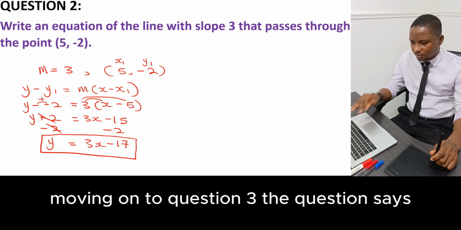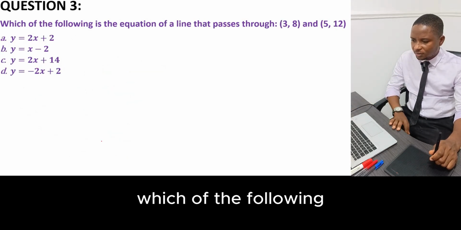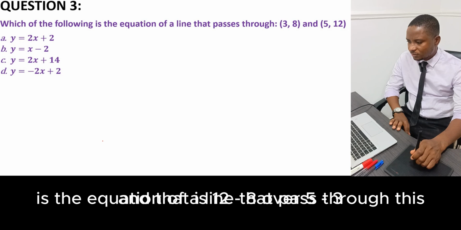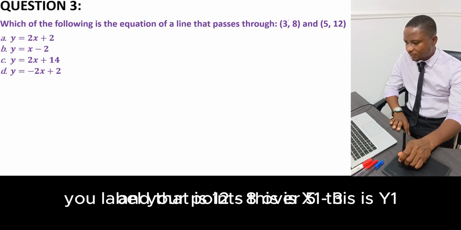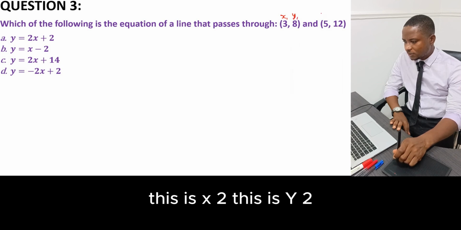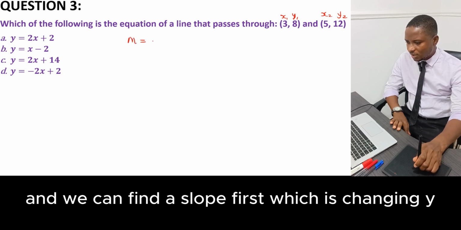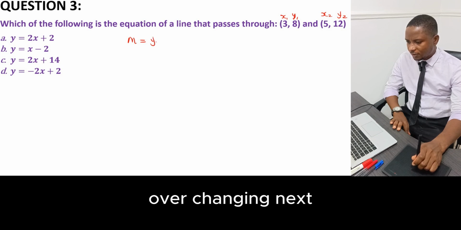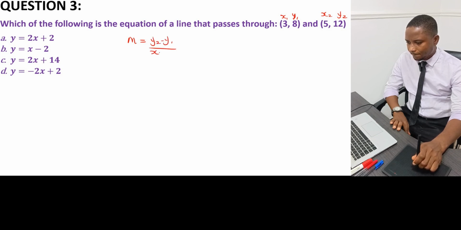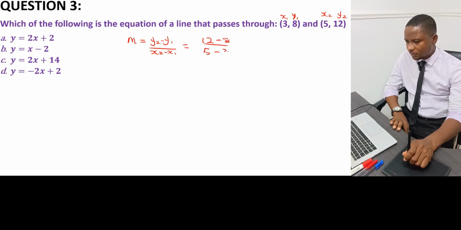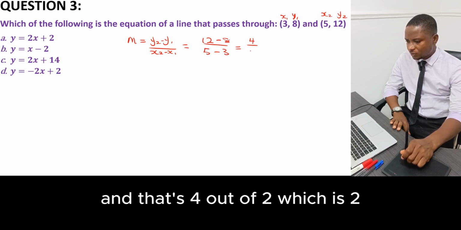Moving on to question 3. The question says, which of the following is the equation of a line that passes through these 2 points? Again, you label your points. This is x1, this is y1. This is x2, this is y2. And we can find the slope first, which is change in y over change in x. And that is 12 minus 8 over 5 minus 3. That's 4 over 2, which is 2. So you have your slope.